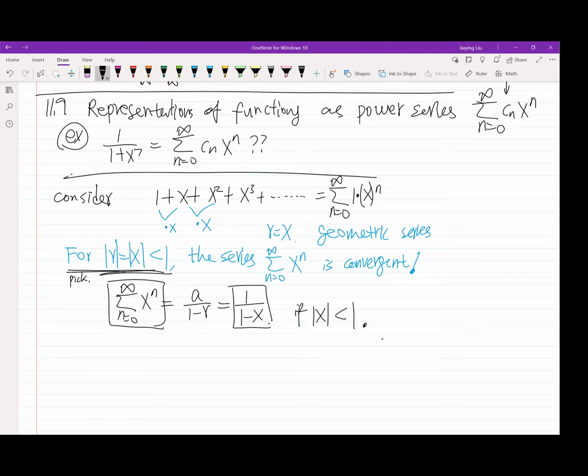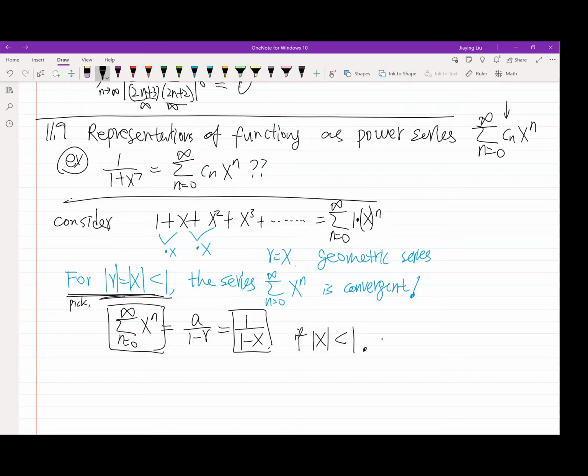Is this going to be on the quiz next week? It's not going to be on this week's quiz. So let me write down: not on quiz tomorrow.